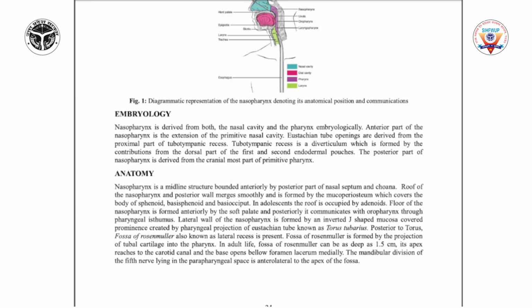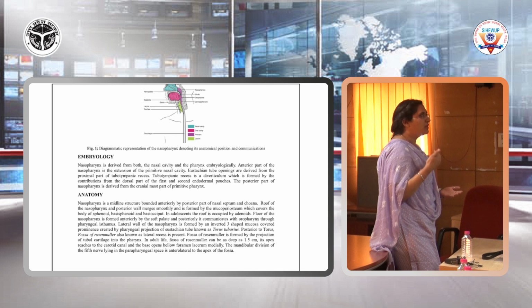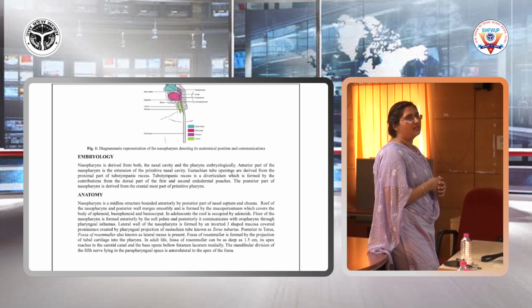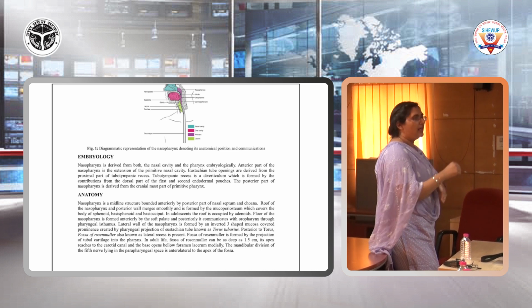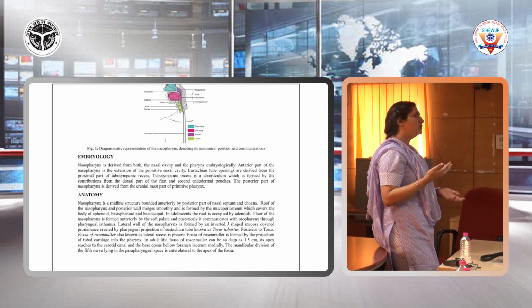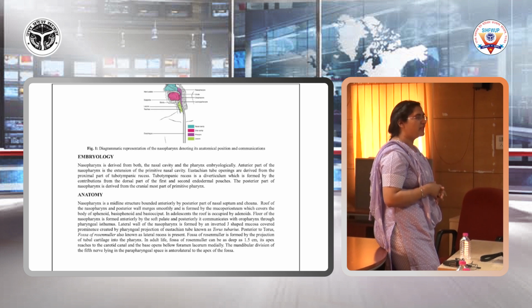Because it lies just behind the nasal cavity, the posterior boundary of the nasal cavity forms the anterior boundary of the nasopharynx, and that will be the posterior part of the nasal septum as well as the posterior choanae. Then if we go to the roof, the mucosal membrane which covers the body of the sphenoid, basisphenoid and basiocciput forms the roof of the nasopharynx.